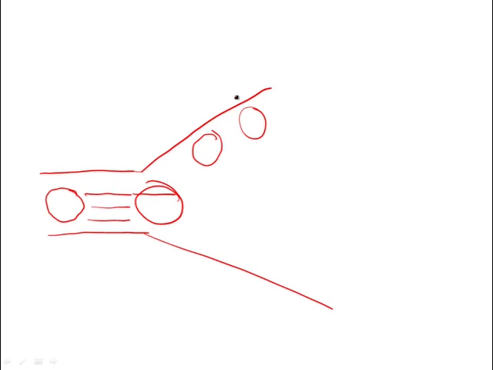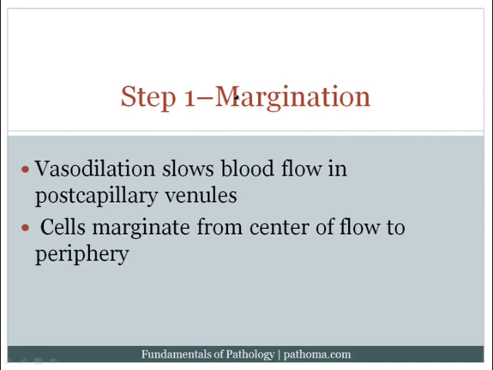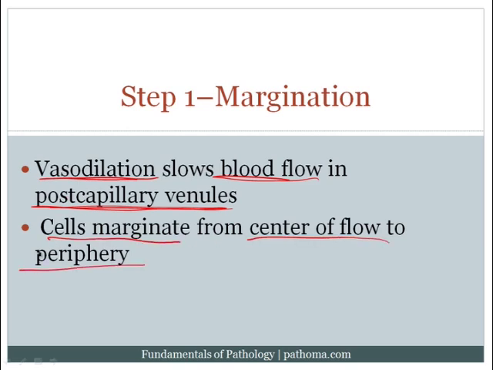So let's go back and look at step one of margination with that in the back of our mind. I say step one, margination. Vasodilation slows the blood flow. Where? Post-capillary venule. Again, very high yield, but the neutrophils are going to come in the same place that the fluid comes from, which is the post-capillary venule. Because we get that vasodilation, the cells are going to marginate from the center of the flow to the periphery, and that's basically what I was trying to say here in your text.